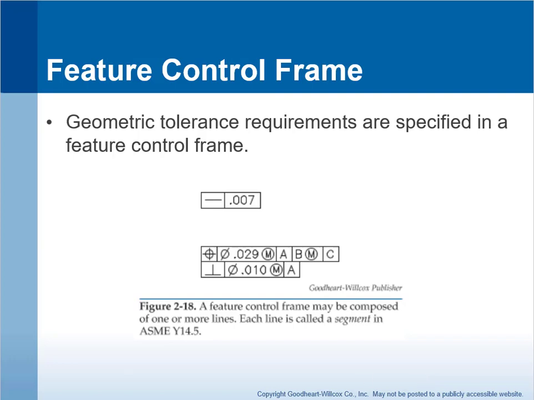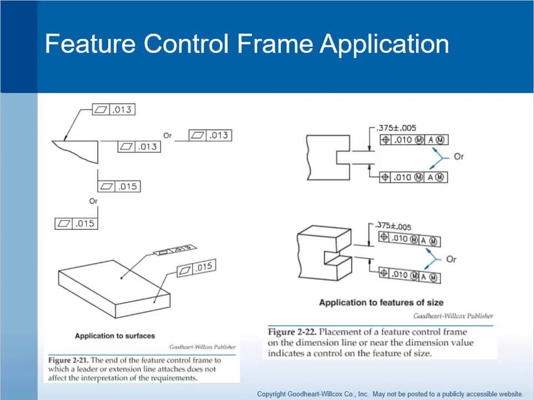That's the point of this one. I'm not trying to get too far ahead of myself. I'm just trying to show you the components of a feature control frame. Now here's how a feature control frame is applied. There are several ways to do it. If you're doing it to a surface, you can put a line here with a dot.